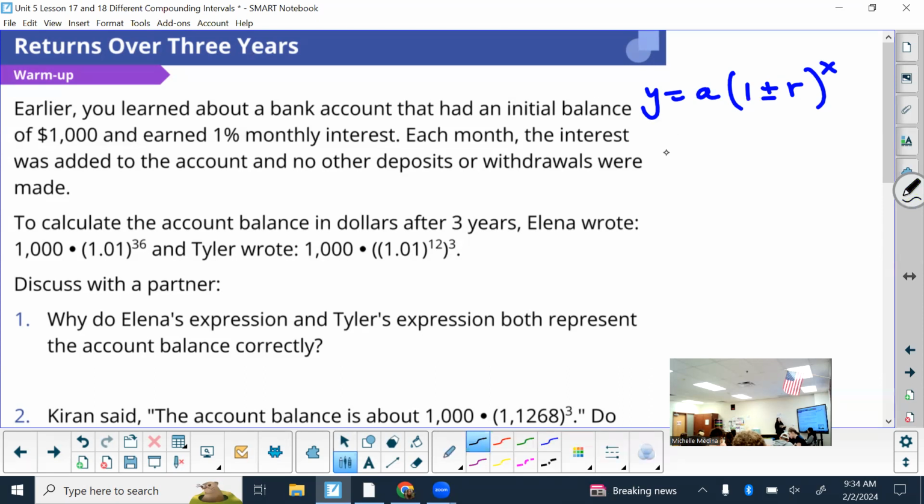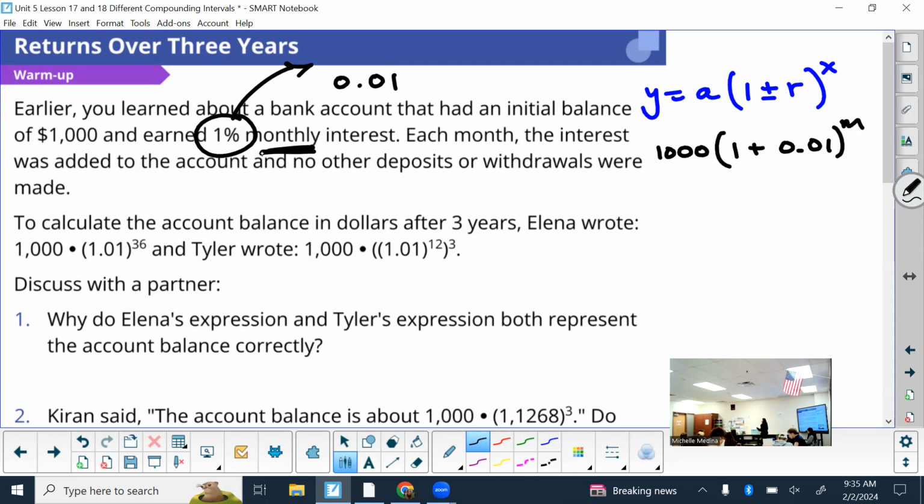Yesterday, we identified the initial amount as 1,000. Our rate as a decimal was 1% as a decimal. And we added that to one. And m was for months, the time frame, so we used the letter m. Now, again, we condensed it even further: 1.01 to however many months there were. So if we're talking about 3 years, how many months are in 3 years? 36. There are 12 months in 1 year, and then times 3 is 36.